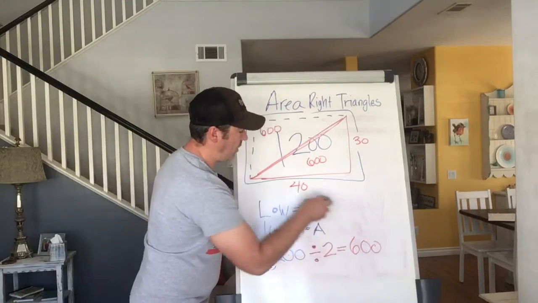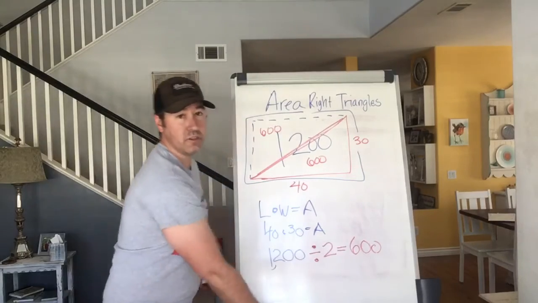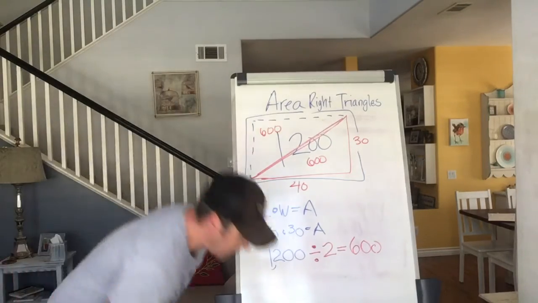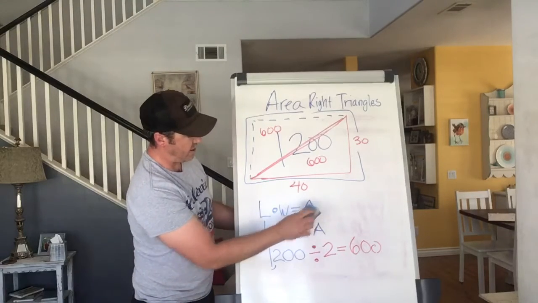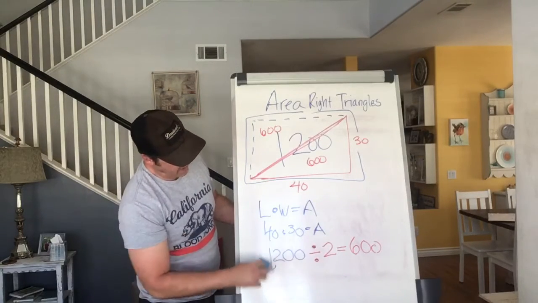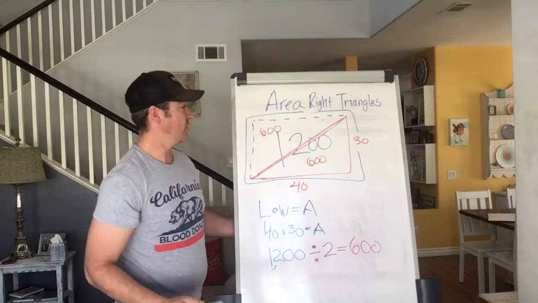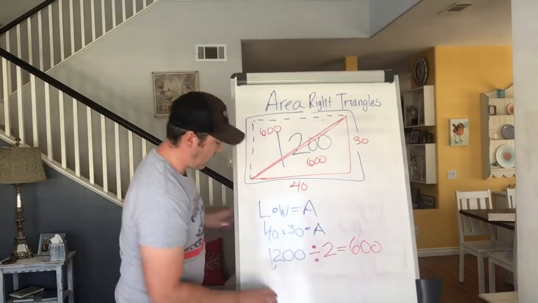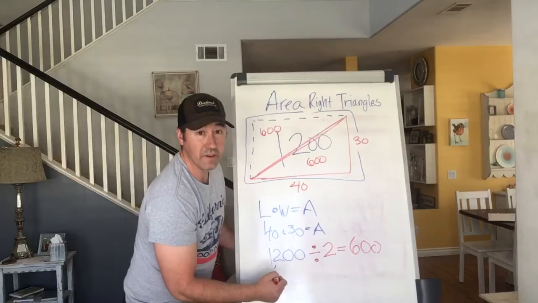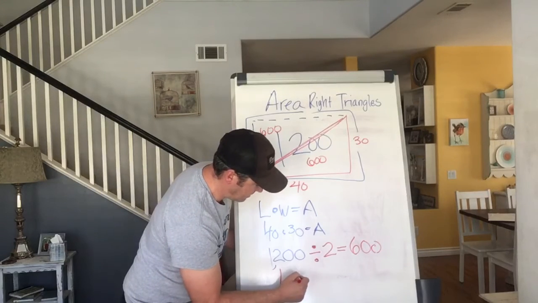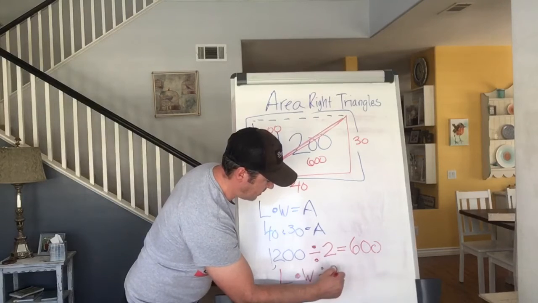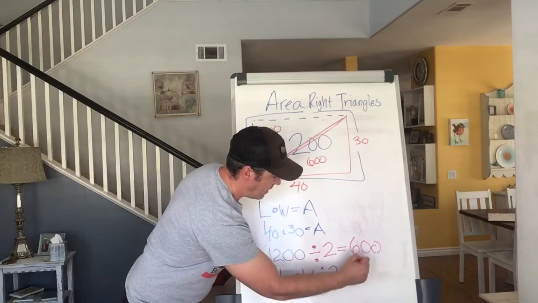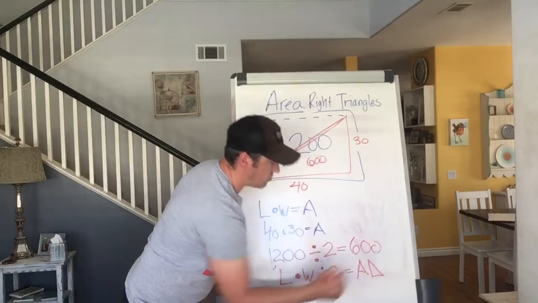So the way we finally put that into words, so you guys can know what the formula is: what did we do here? We went length times width for the area of the rectangle, and then we divided that answer by 2. So for the area of our right triangle, we're going to be doing length times width divided by 2 gives us the area of a triangle.